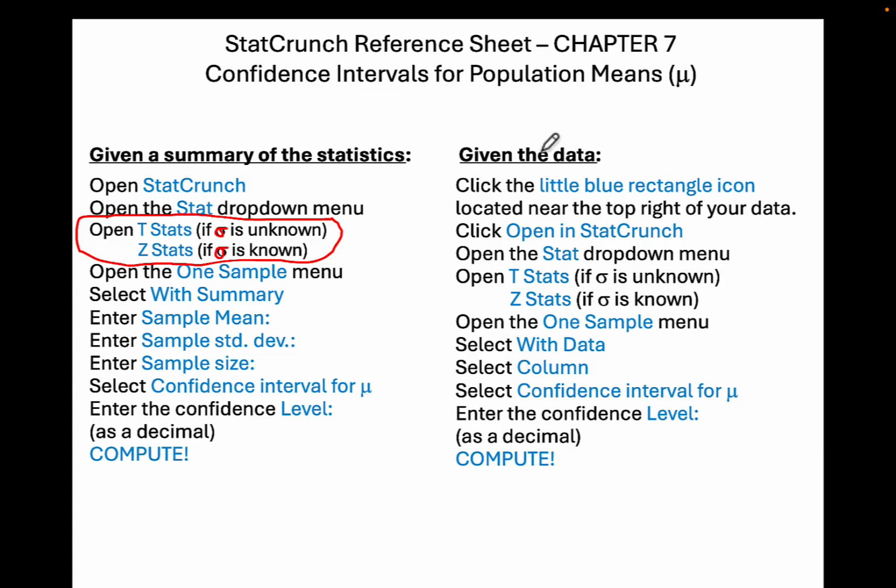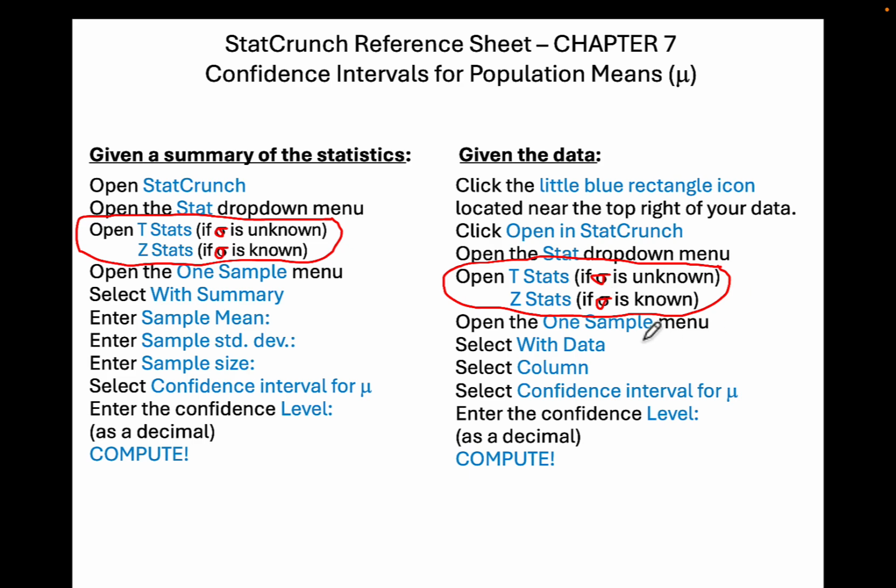Now, if we're given a list of the data, you guys are used to this. You click the little blue rectangular icon located at the top right of your data, open in StatCrunch, Stat drop-down menu, and you still have to make that decision. You have to figure out if it's z or t, and that is based on the knowledge of sigma. If sigma is unknown, we're thinking t. If sigma is known, we're thinking z.